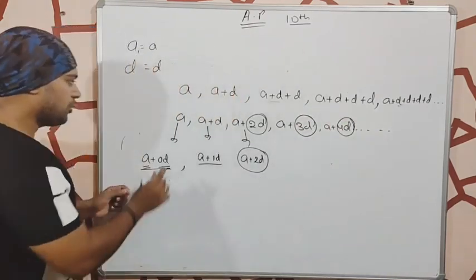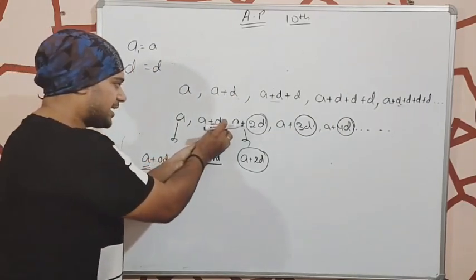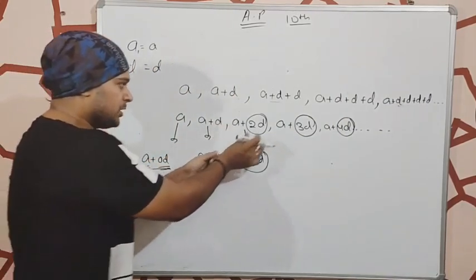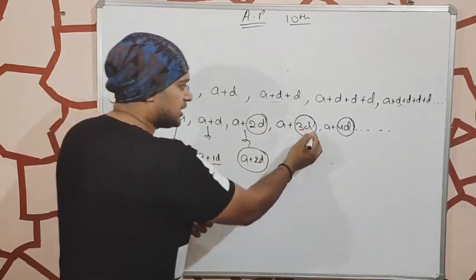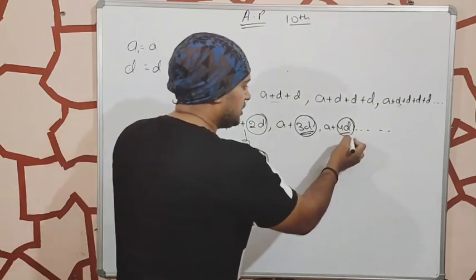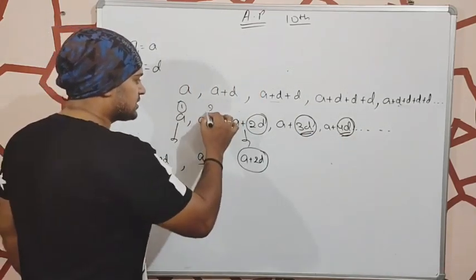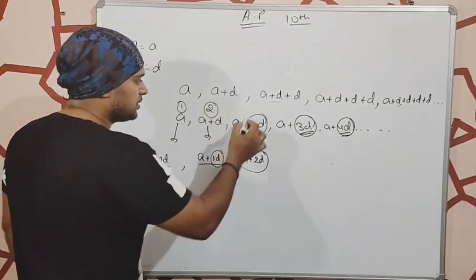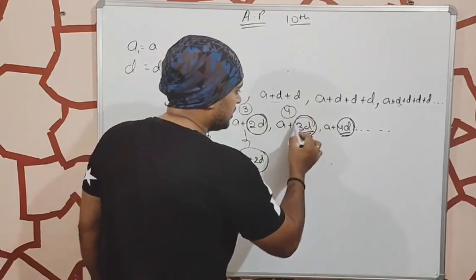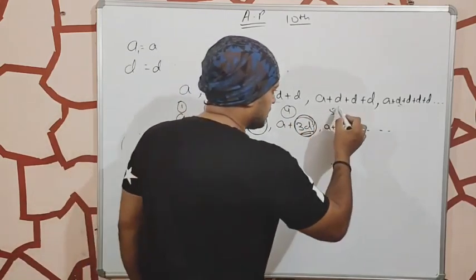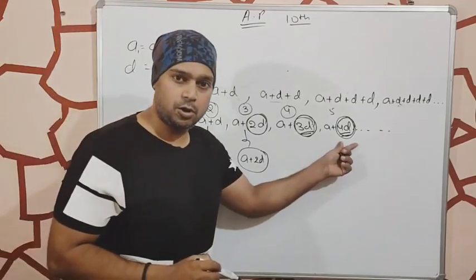Again I am going to tell you that the first term is having 0d's added to a, the second term is having 1d added to a, the third term is having 2d's added to a, the fourth term is having 3d's, the fifth term is having 4d's added to it. Am I clear in here or not?